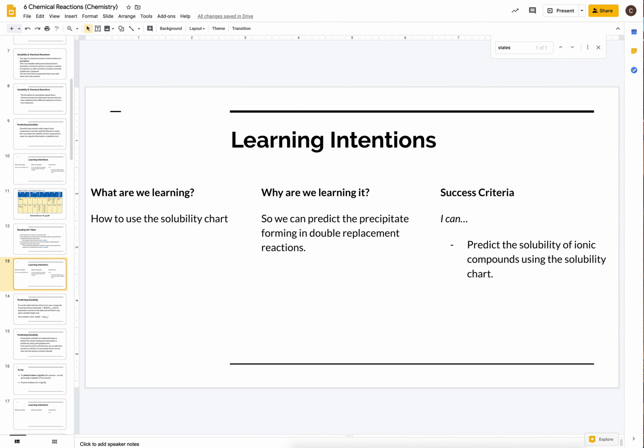Today we are continuing to look at the solubility chart as well as its applications. We're doing this so that we'll be able to predict when precipitates form in double replacement reactions, and our success criteria is being able to predict the solubility of an ionic compound. So how do we actually go about doing this?